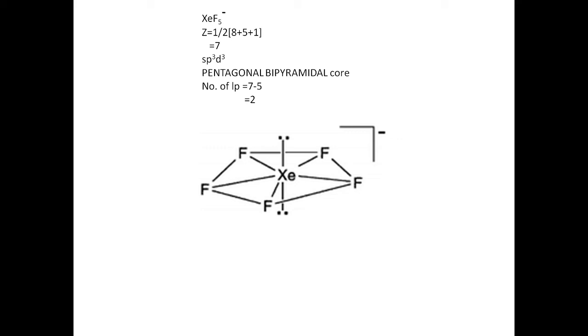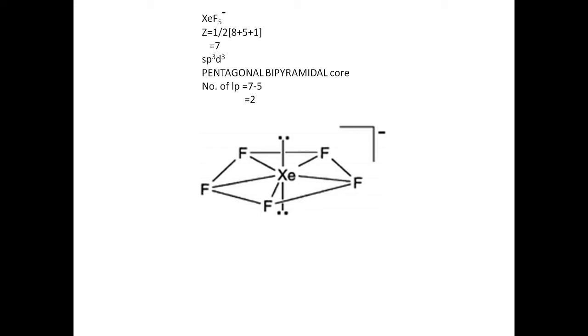Coming to the last option, that will be the answer obviously, but look at the calculations very carefully. For xenon it is 8, for 5 fluorine atoms it will be 5, and 1 for the negative charge, so z will be 7. For 7 it is sp3d3 hybridization that has a pentagonal bipyramidal core having 2 lone pairs. Now there is a question: where do we need to place the lone pair, in the equatorial position or the axial position?